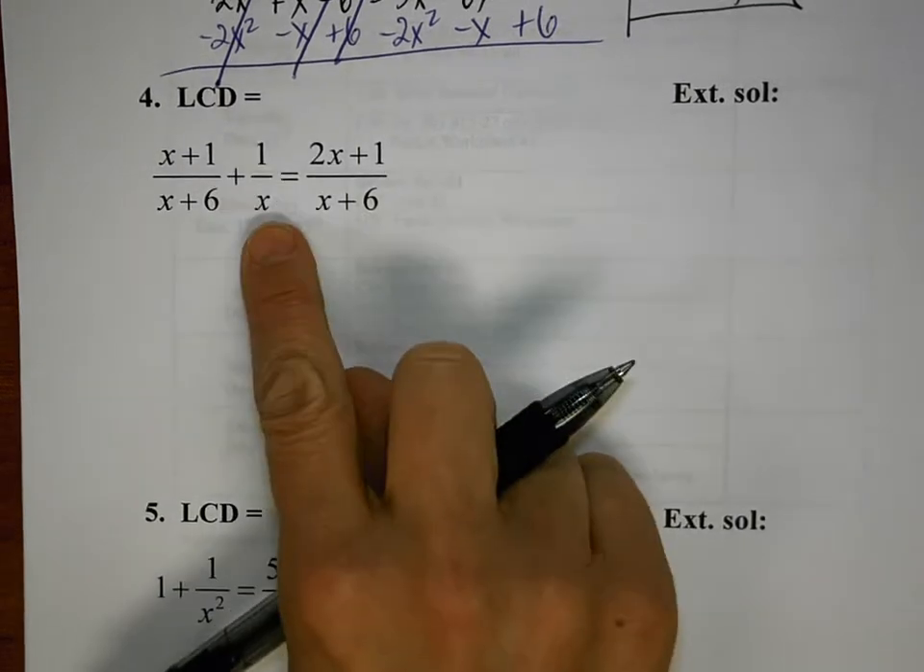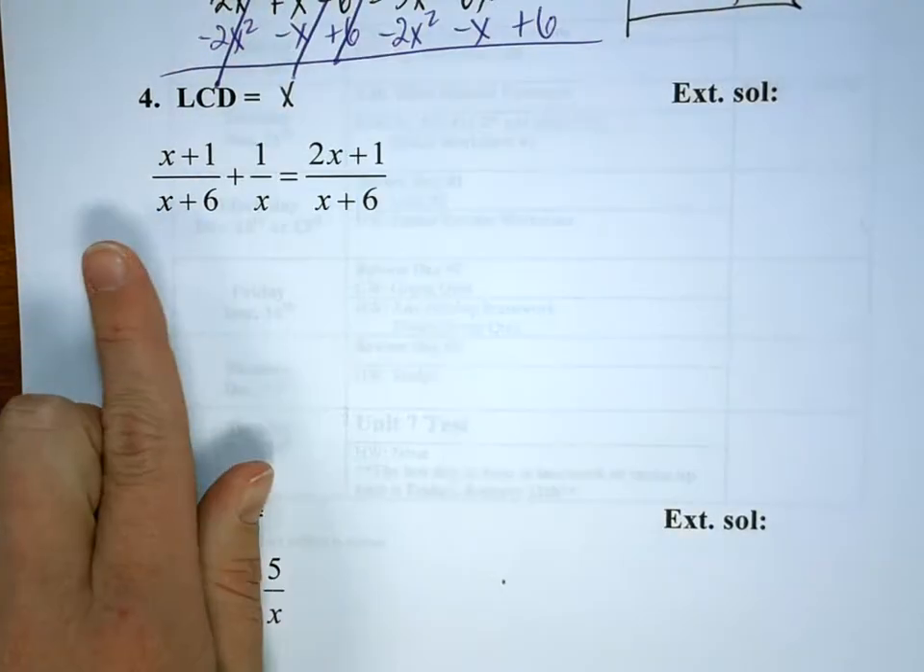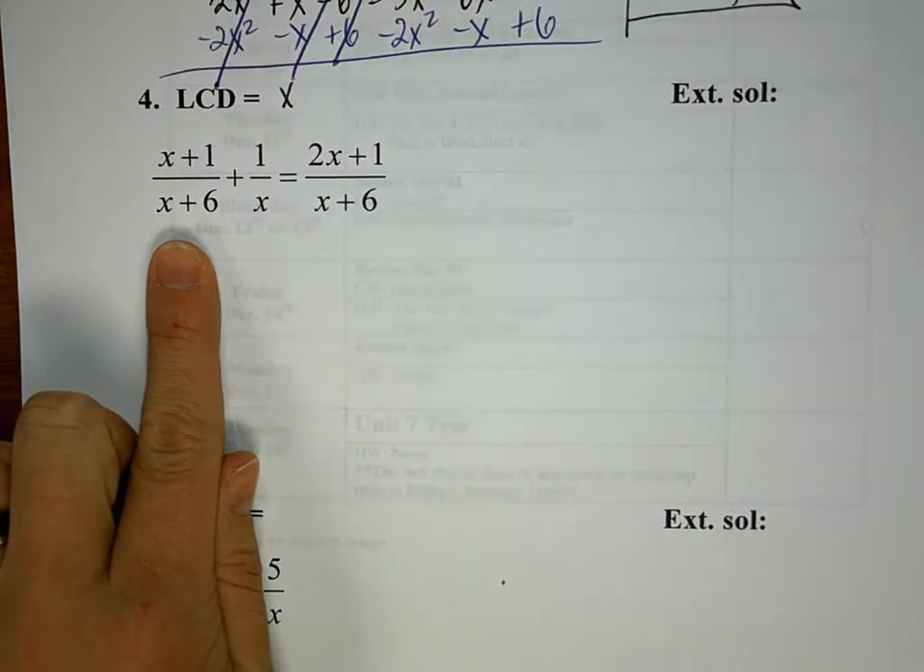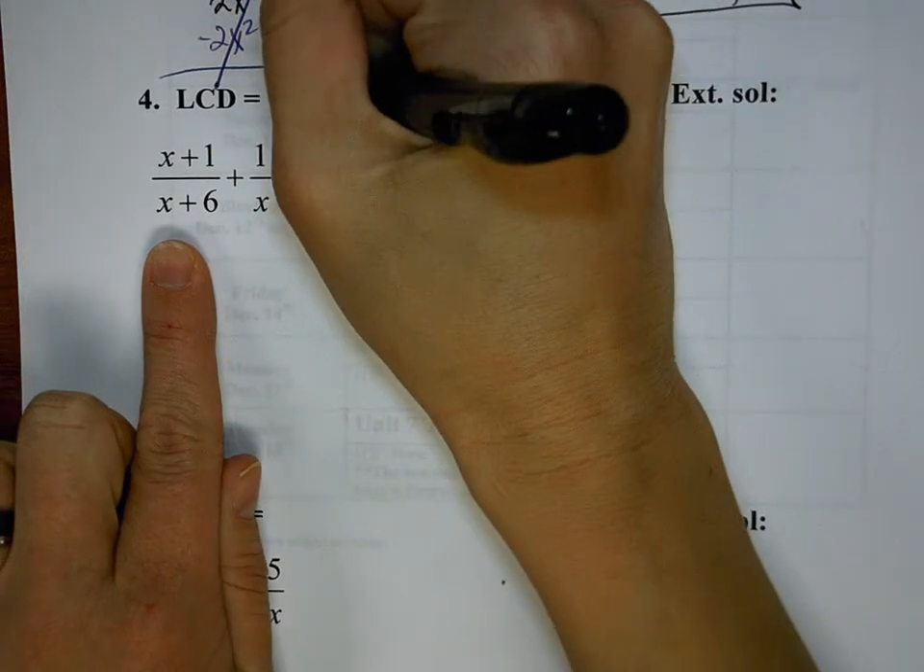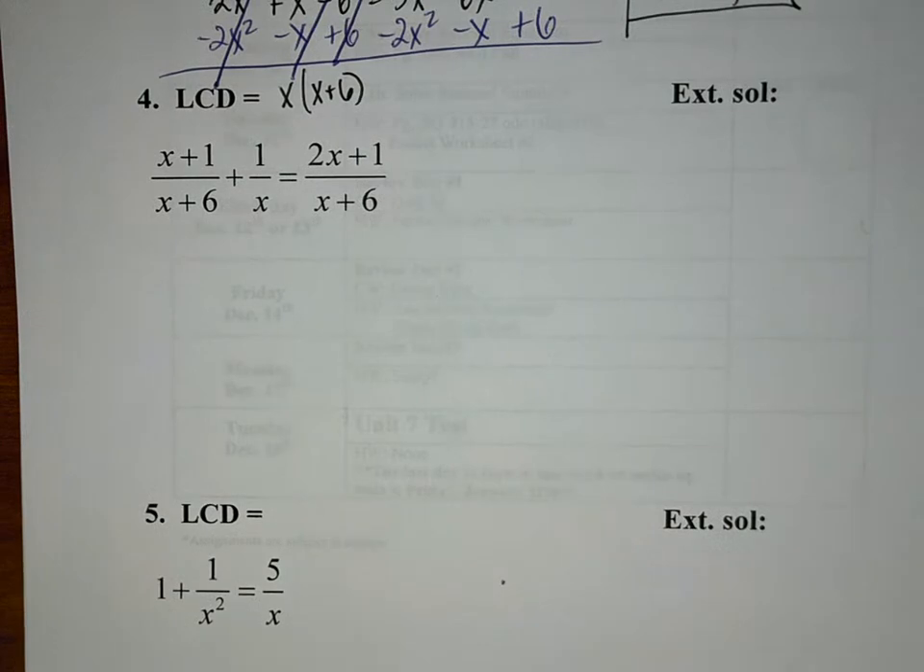So we have a plain X. So your LCD is going to be X. And then we also have a X plus 6. Good. So your LCD is both of those multiplied together, X and X plus 6.